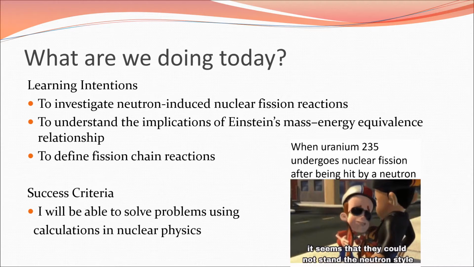So what are we doing today? We're going to talk about neutron-induced nuclear fission, picking up that one that we spoke about in 6.1. Come back to Einstein's mass-energy equivalence, remember E equals mc squared, and have a look at fission chain reactions. So we're going to solve some problems and do some calculations before the end of this.